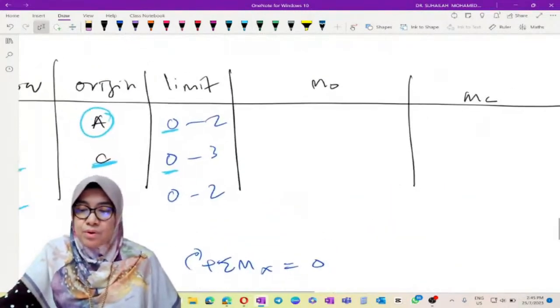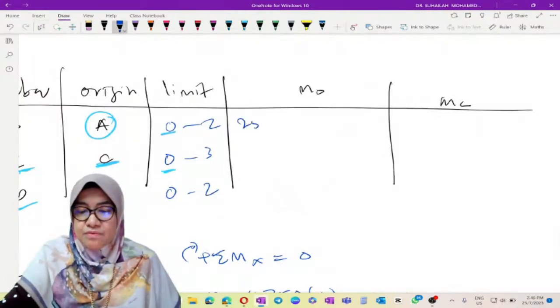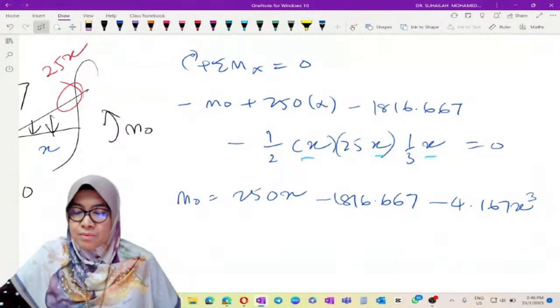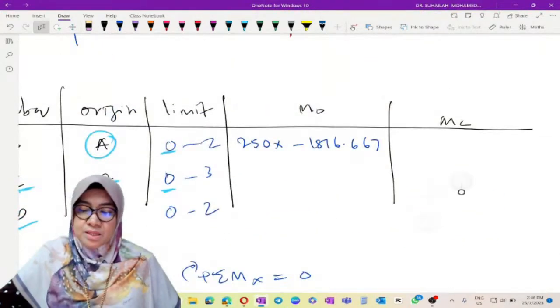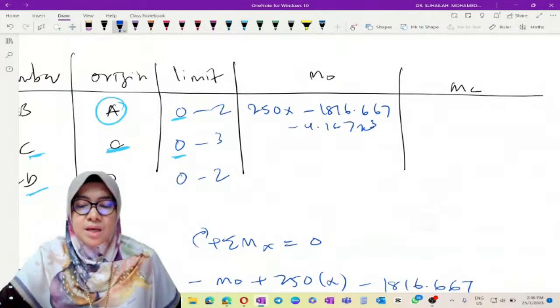So for M naught, it is 25x minus 1816.667, and we minus 4.167 x cubed.